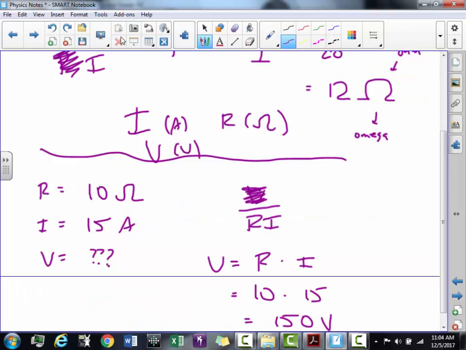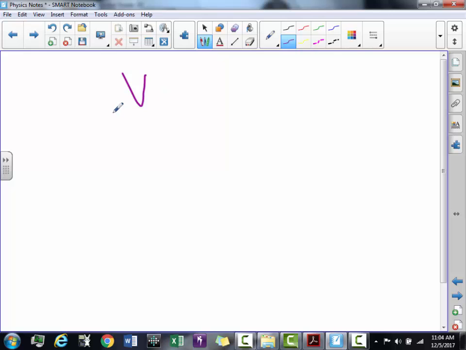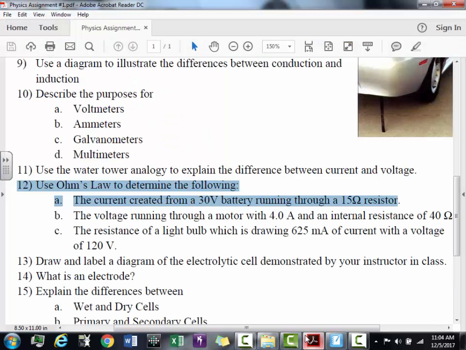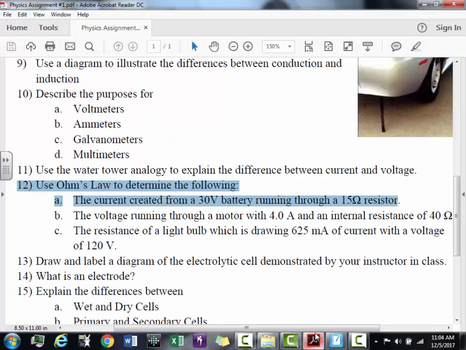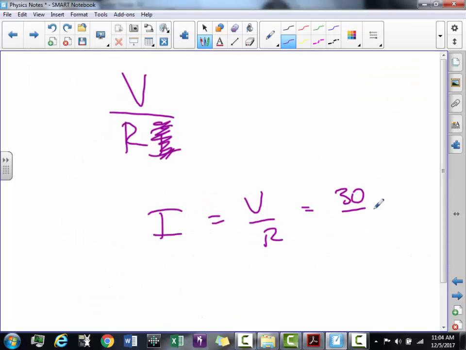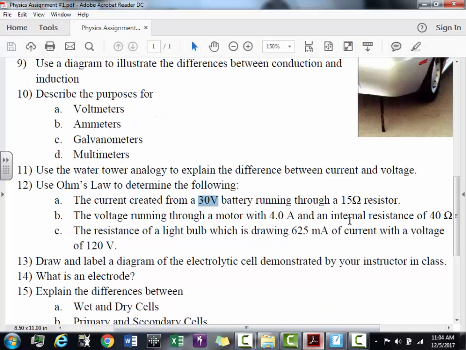So again, you just need to know your formula. It was V over R times I. And I'm asking you in this example to find me current. Which letter do we give current? Okay. So if it's I, get rid of the I right here. The formula is voltage over resistance. In this example, the voltage was 30 volts. The resistance, I believe it said, was 15 ohms.